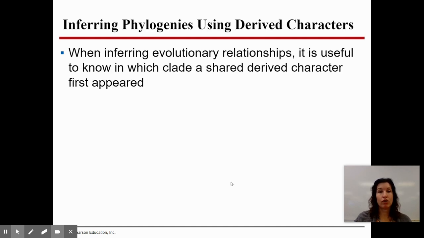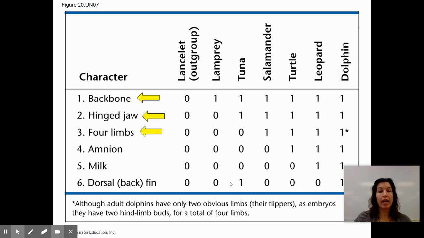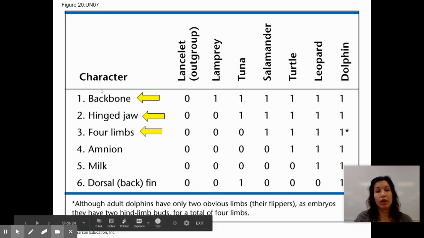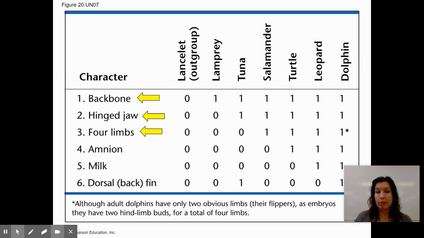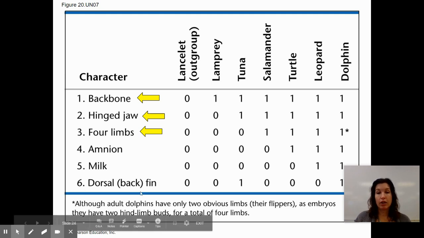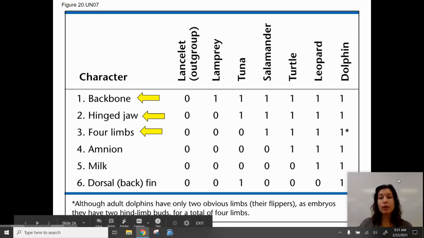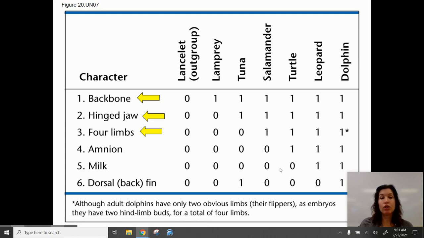So when we're looking at the tree, we can figure out how to construct a tree based on derived characteristics. When we're looking here at the characters, we can see backbone, hinge jaw, forelimbs, amnion, which is like amniotic fluid. This could either be in a placental animal, or amnion is also in eggs, milk, and then a dorsal back fin.